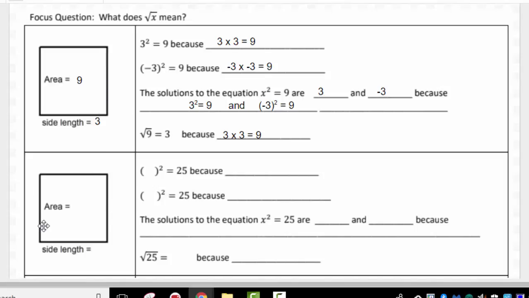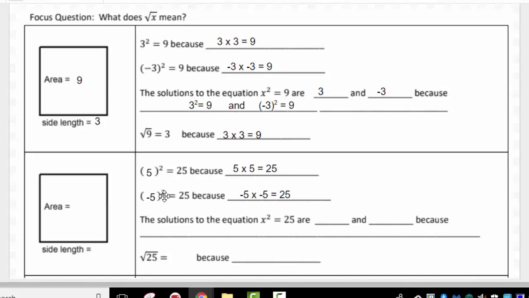Now, the next one is very similar, but you're going to fill in a little bit different parts. So something squared equals 25 because, and then something squared equals 25 because. There should be 2 different numbers here. And I bet if you look up at the example here, you can convince yourself of what they are. So give that a try.